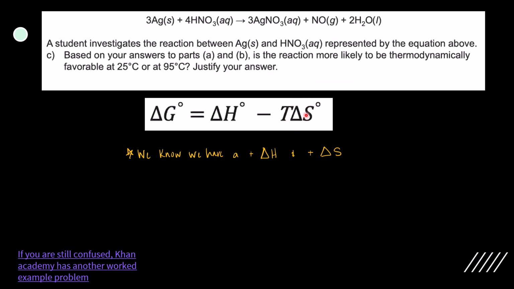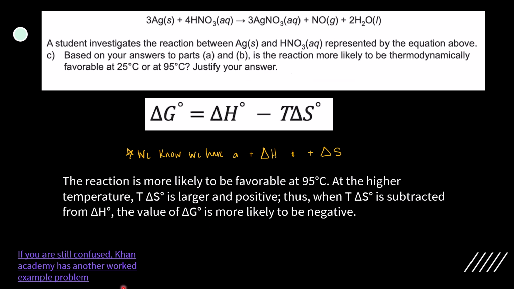And so we know that this delta S is positive, which is good. So what we need is a high temperature to make sure that this T delta S can overcome that positive delta H. Basically, the reaction is going to be more likely to be favored at a higher temperature. So the answer is going to be 95 degrees Celsius. At the higher temperature, that T delta S is larger and more positive. And so when T delta S is subtracted from that positive delta H value, the delta G is more likely to be negative, because you're subtracting a larger number.